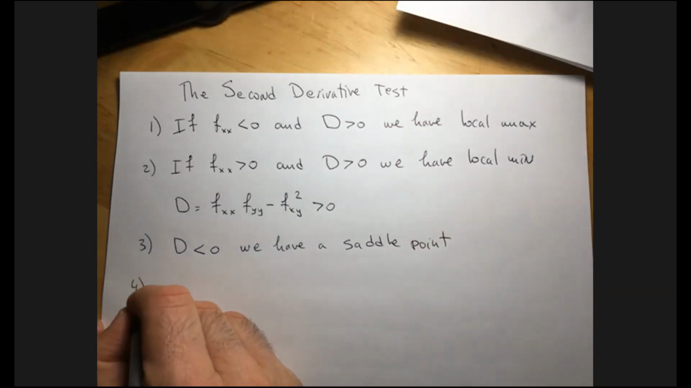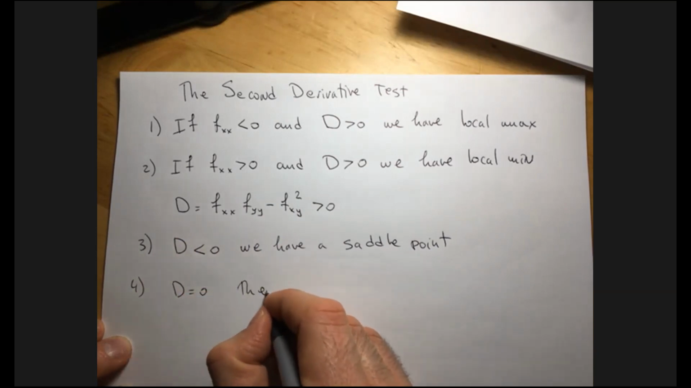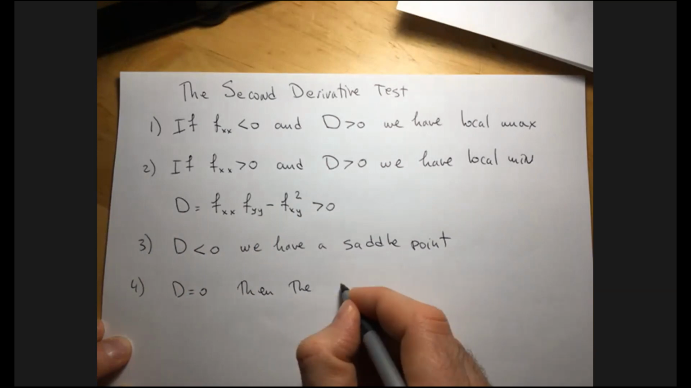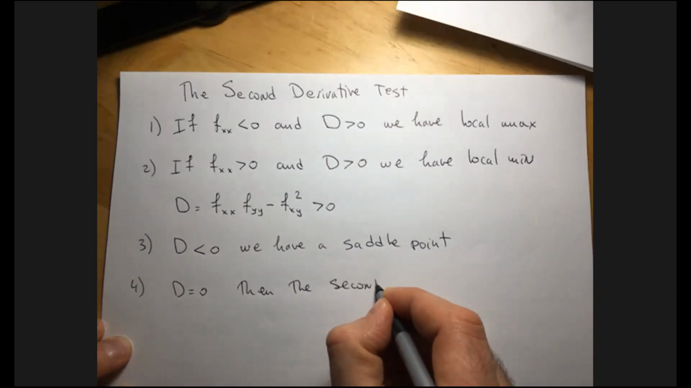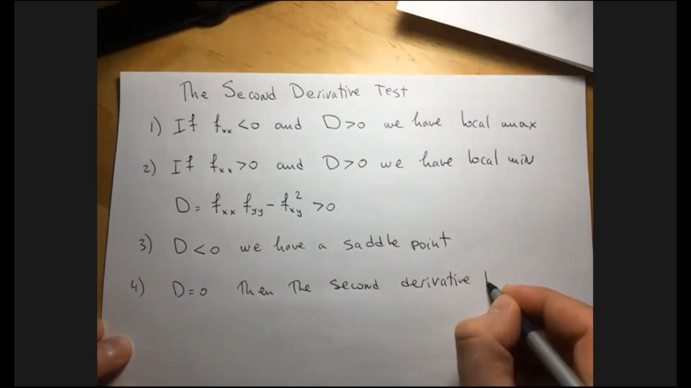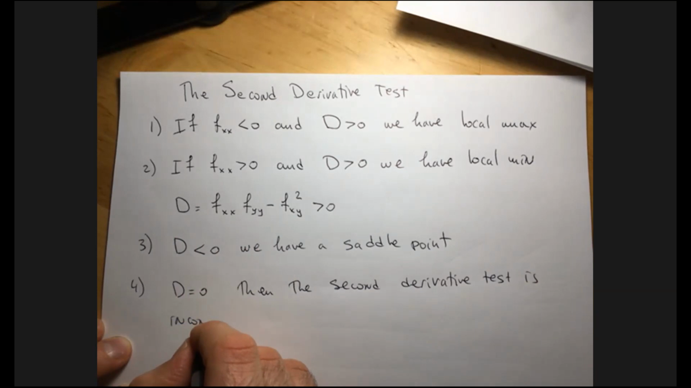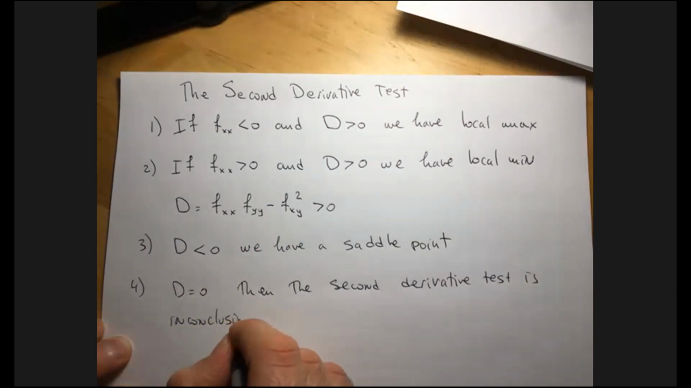And 4, if the discriminant is equal to 0, then the second derivative test is inconclusive. Okay?